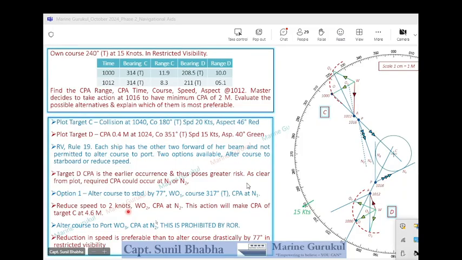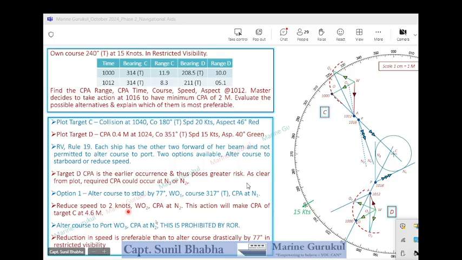You see, beta, one, they have not mentioned anything about the minimum steerage way. And second, in all these questions, a gold standard to check which action will be appropriate is that in restricted visibility, 99% of the time, reduction of speed will be more appropriate.